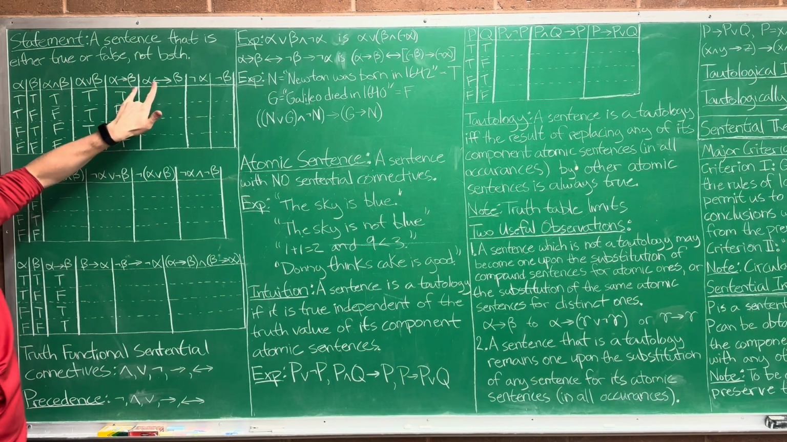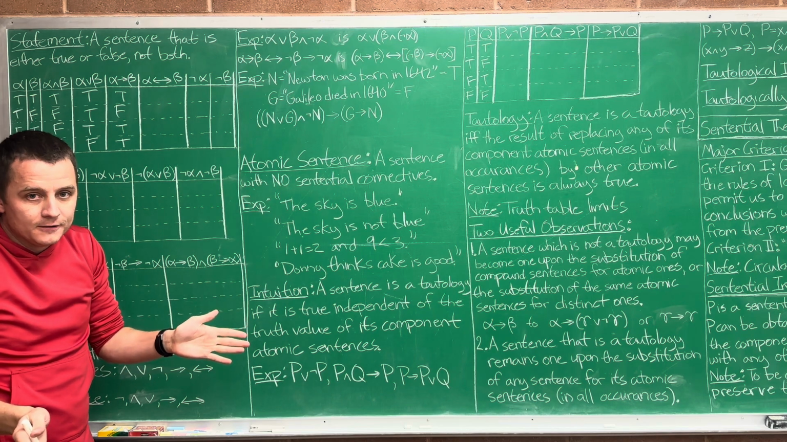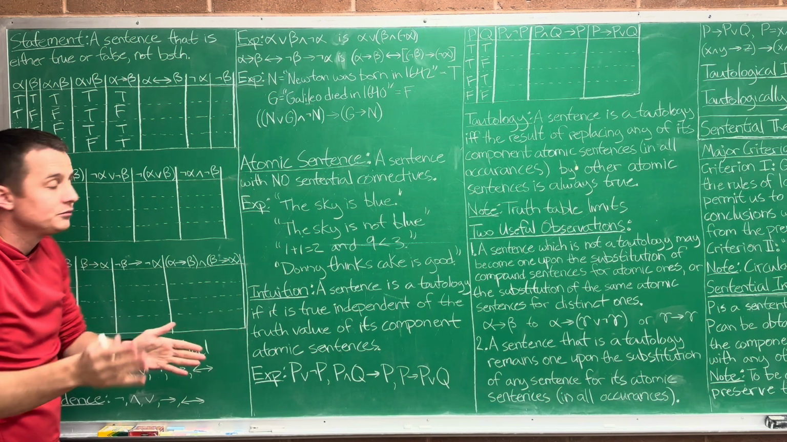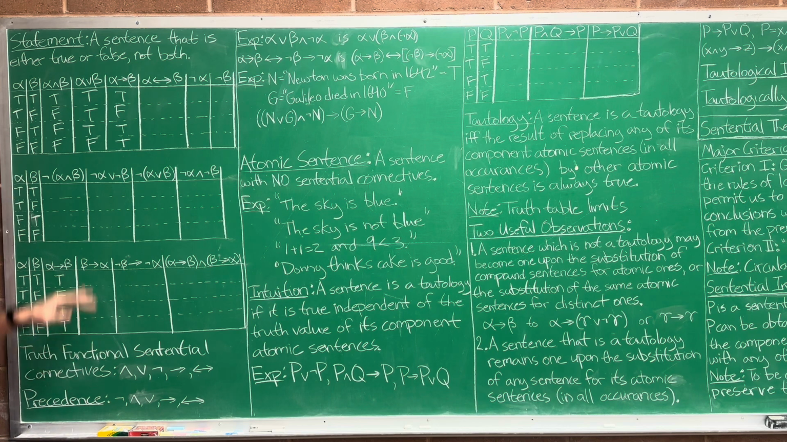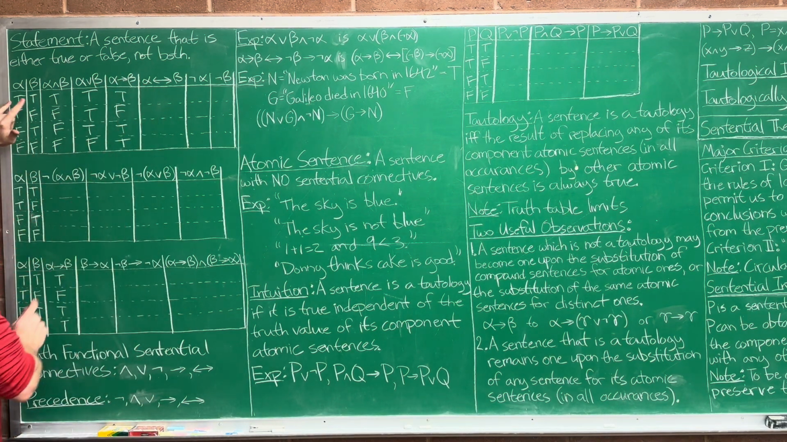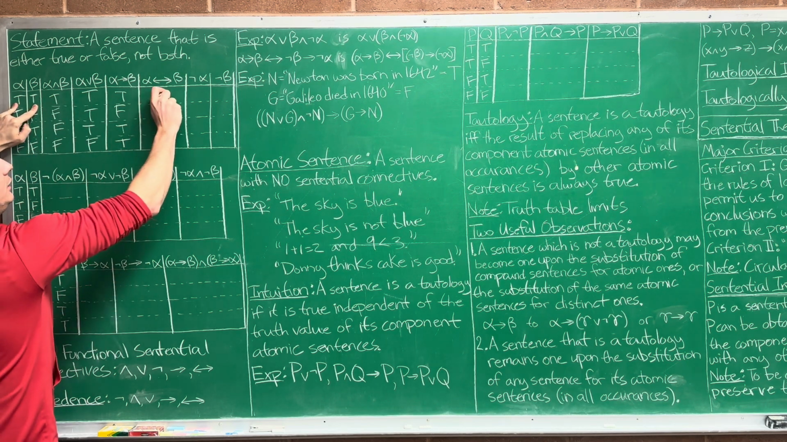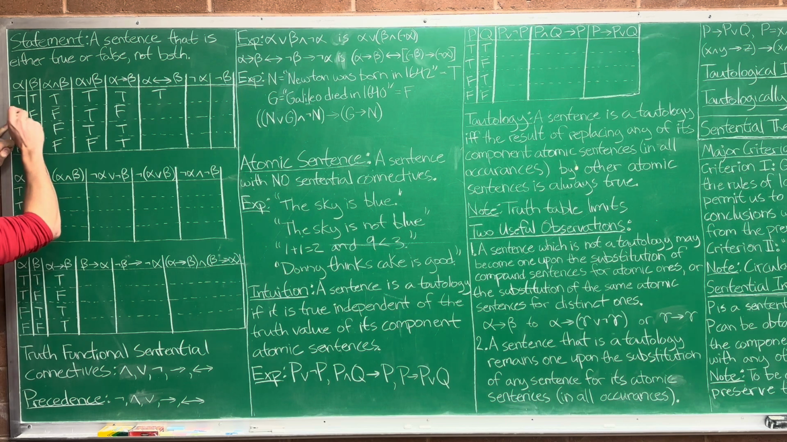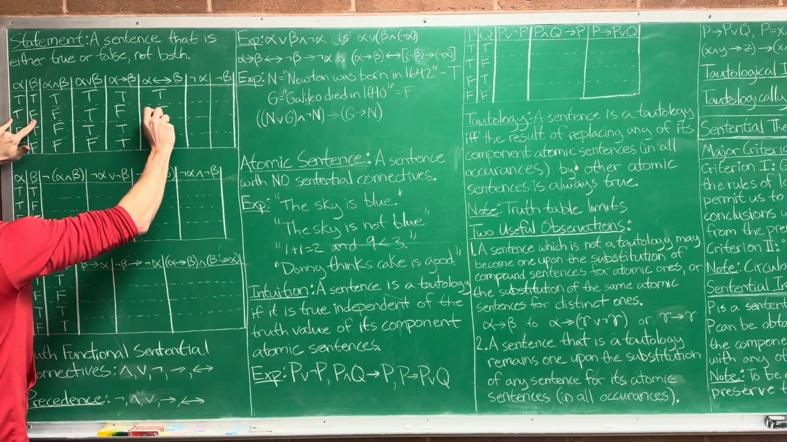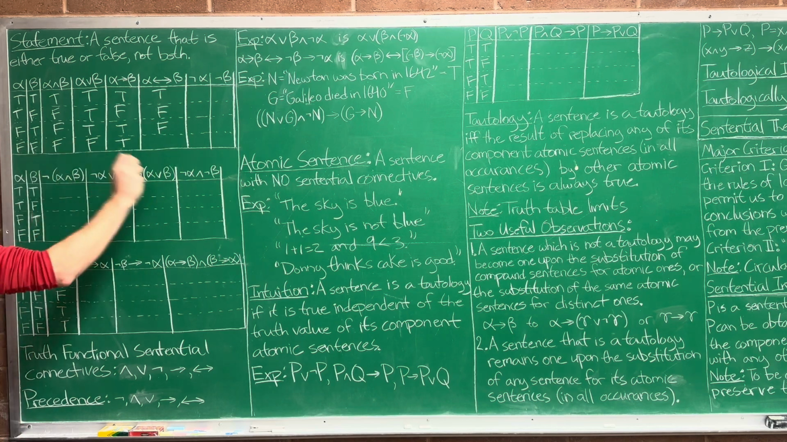Now, equivalence. What did it mean for alpha and beta to be logically equivalent? They have the same truth value. Either they're both true or they're both false. That's what it means for them to be equivalent. So if alpha is true and beta is true, are alpha and beta logically equivalent? Yes. Is true logically equivalent to false? No. Is false logically equivalent to true? No. Is false logically equivalent to false? Yes.